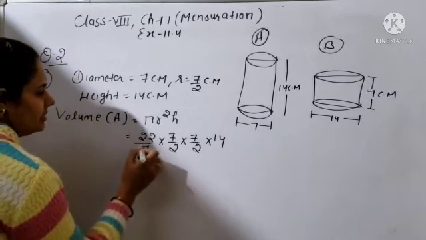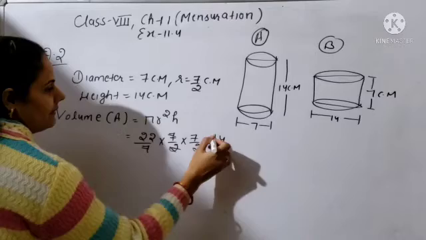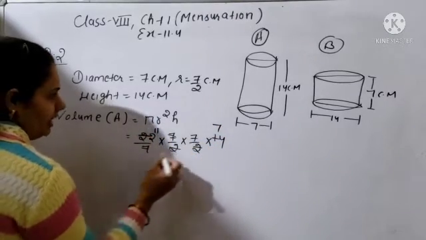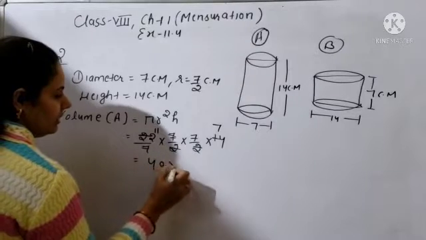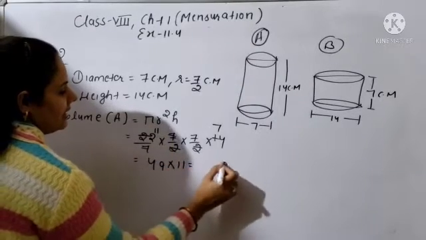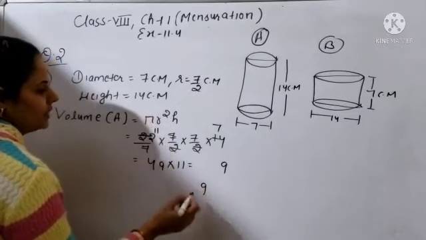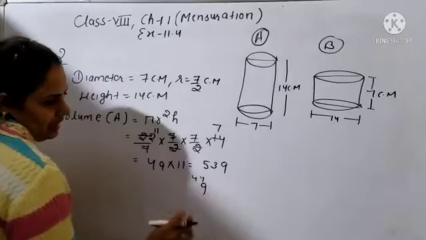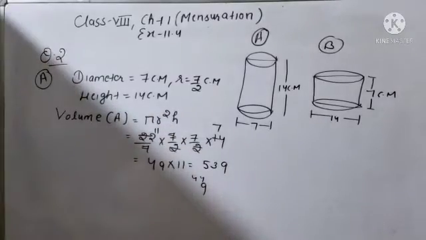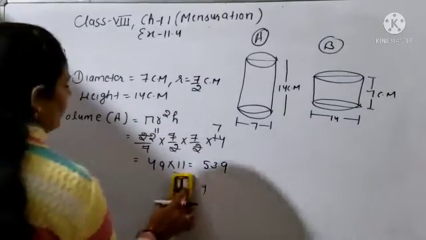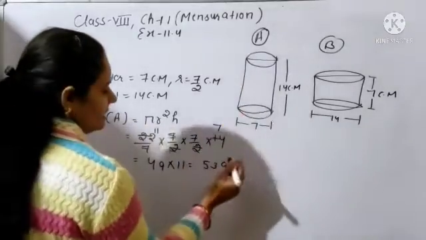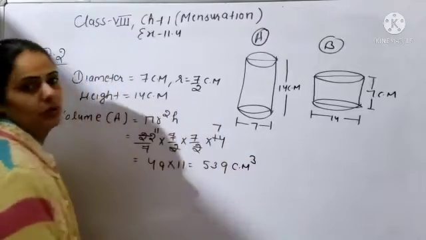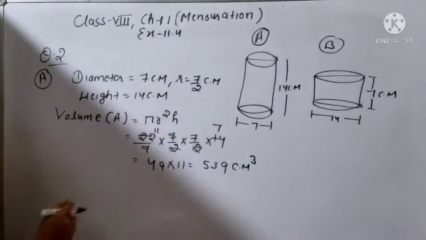Now you can cancel out 7 and 7. 2 7s are 14 and 2 11s are 22. Now what is left? 7 7s are 49 into 11. Now 11 9s are 99, 11 4s are 44, so it is 539. And what is this? This is volume. Volume will always be in cubic, and all the dimensions are given in centimeter, so it will be centimeter cube, or you can write cubic centimeter. So this is the volume of cylinder A.